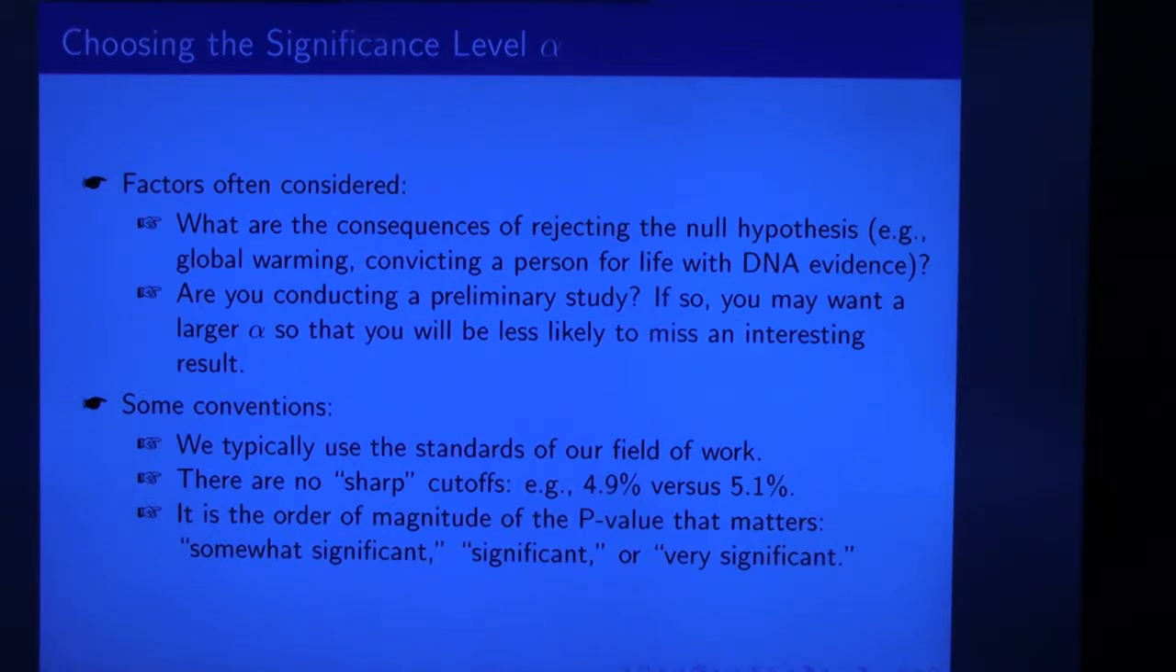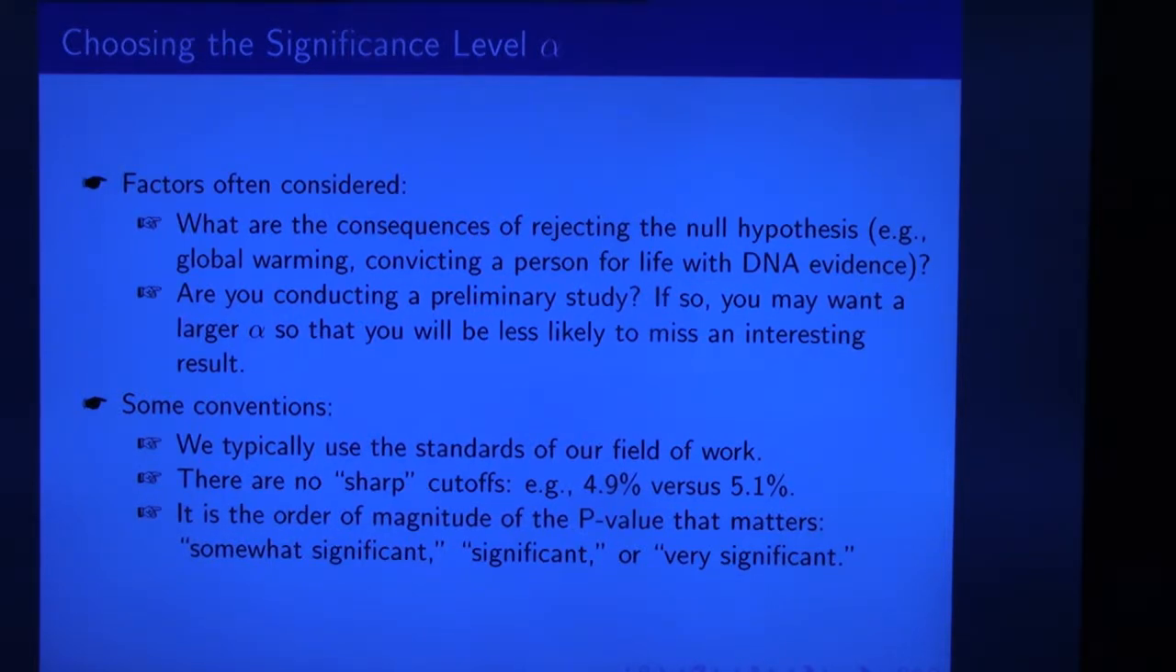As we said, the significance level alpha is not from the p-value. Right? And the choosing of a significance level alpha will affect your conclusion, because the p-value is calculated, then you compare it with the significance level alpha. So how to choose the significance level alpha? We have several factors to consider.